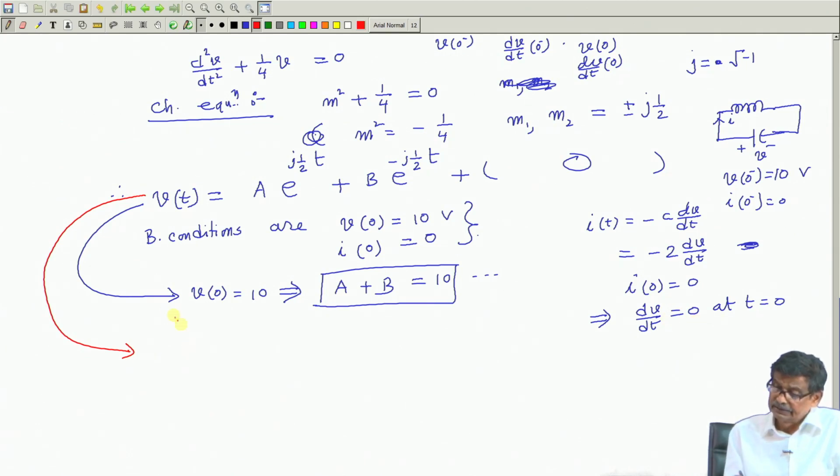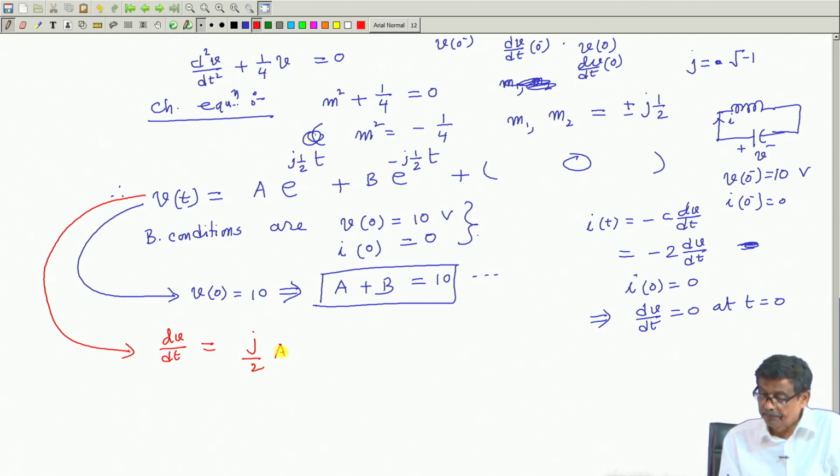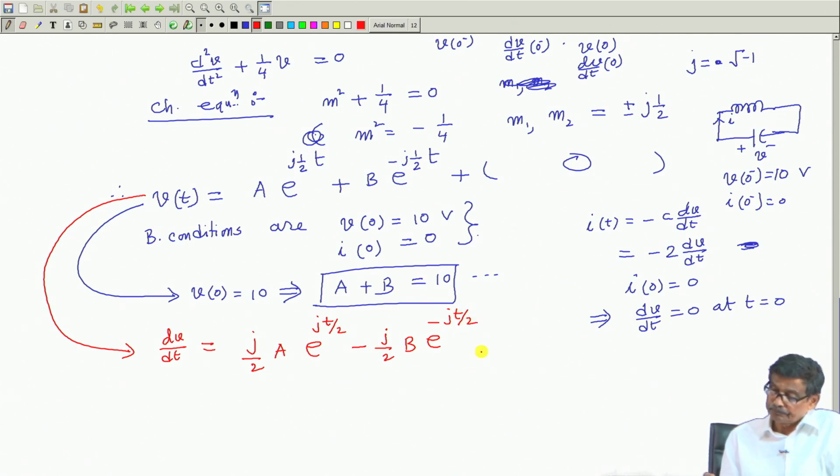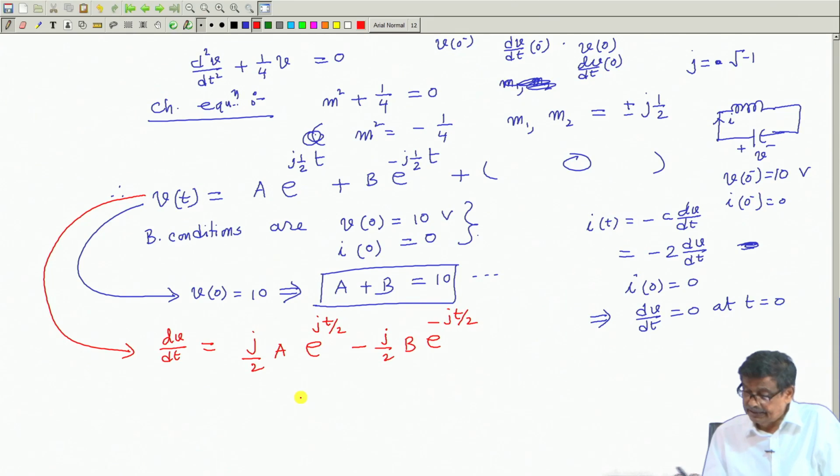Therefore, if you differentiate both the sides, dV/dt will be the differentiation of this, that is j by 2 into A into e to the power j t by 2, minus j by 2, this constant will come out, into B that was there already, into e to the power minus j t by 2, that will be the thing. And I am telling dV/dt at t equal to 0 is 0.